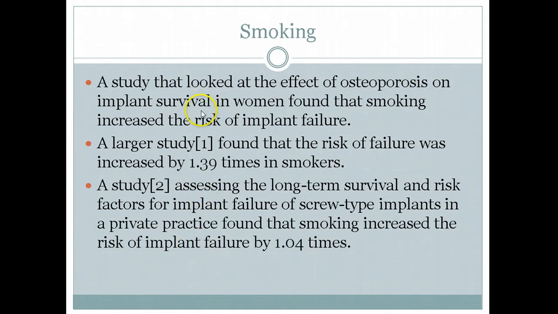The next thing we're going to talk about, like we mentioned initially, is that you can take each of these compromised situations, where the patient is either smoking or has some other medical issue like diabetes, and together you have an add-on problem. So if somebody is a smoker but also has a history of osteoporosis, we also had a study on patients who are smokers with a history of osteoporosis, and the study states that the effect of osteoporosis on implant survival in women found that smoking increased the risk of implant failure.